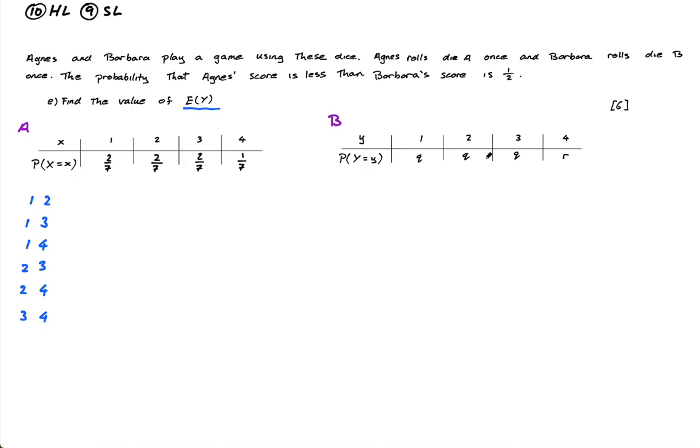If she gets a 3 and Barbara gets a 3, it's not less. They're the same. So she needs to get less than Barbara. This is the only way it's possible, so we need to find the probability of this happening.